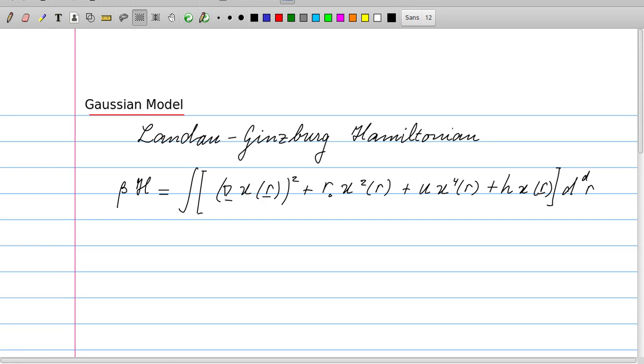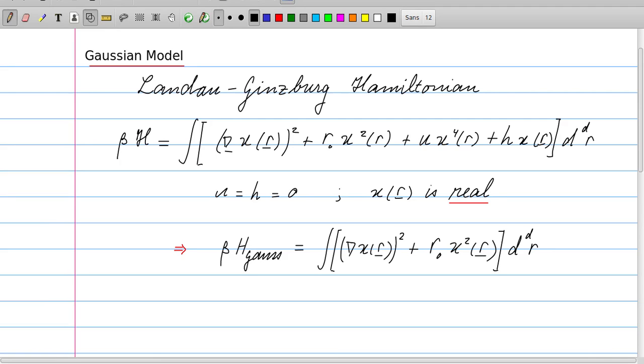In order to calculate the critical exponents for a system described by this Hamiltonian, we need to carry out a renormalization procedure. And that is very complicated for the model as a whole, and therefore we simplify the model a little bit by first taking the u and h to be 0. So we set u equals h equals 0. We arrive then at this form of the Hamiltonian, which is a lot simpler. It's defined in terms of the order parameter x, which is real, and we have an arbitrary dimension of the space in which our system is defined.